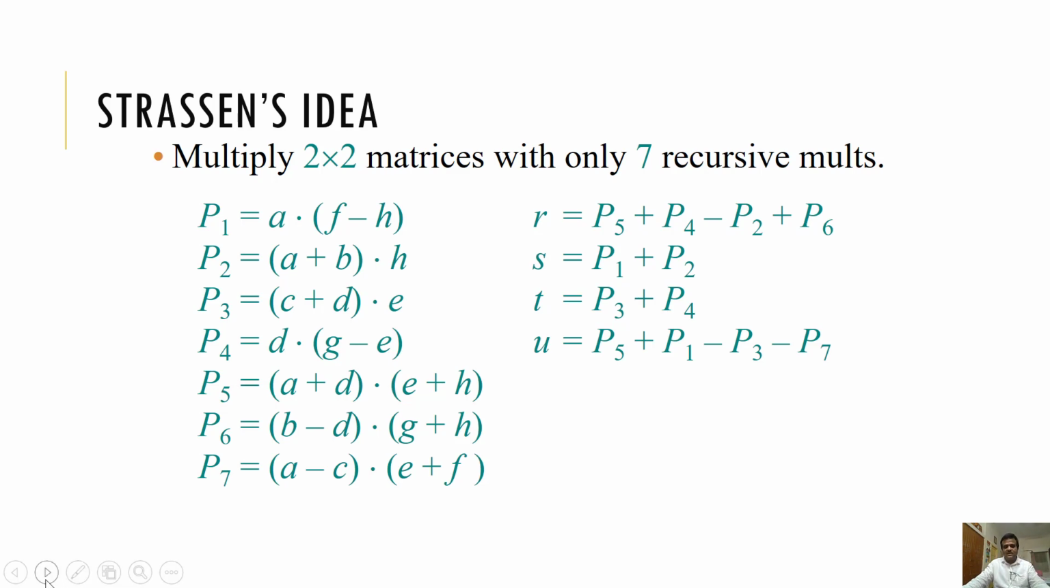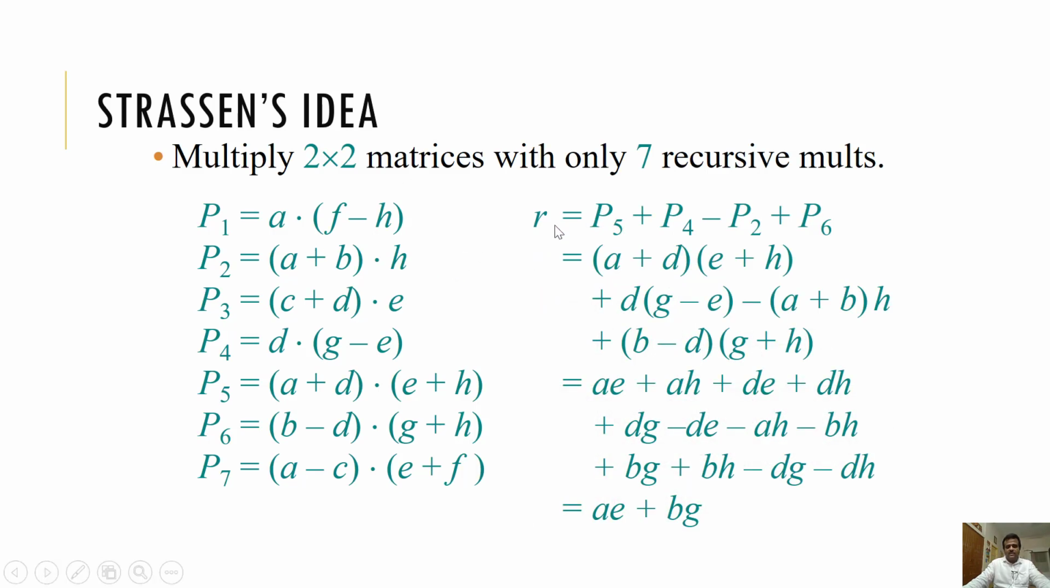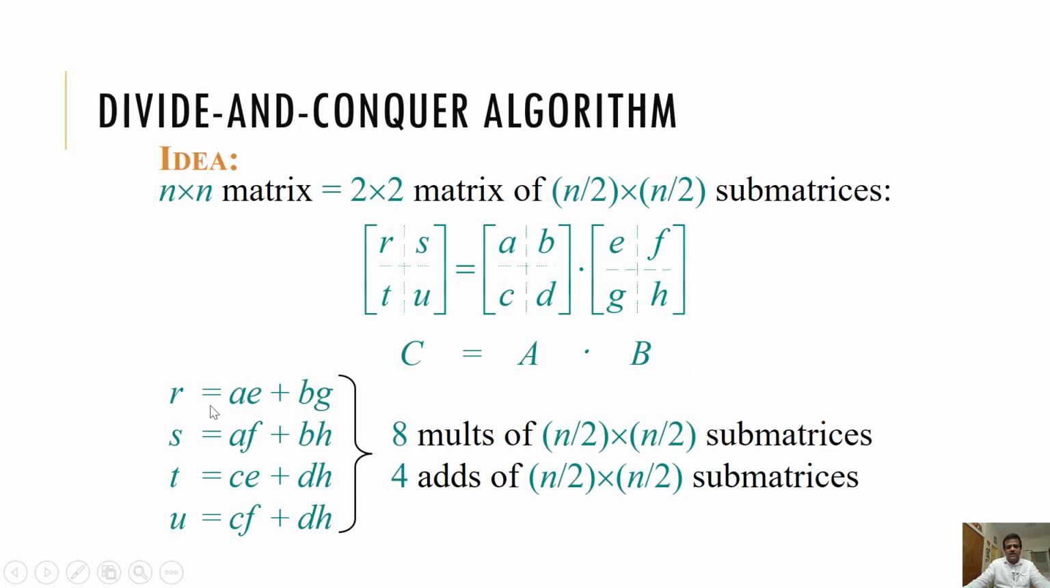So, maybe here we can just verify one. So, R. We are claiming R is P5 plus P4 minus P2 plus P6. What is P5? P5 is A plus D into E plus H. If we break it up, AE plus AH, then DE plus DH. And what is P4? P4 is DG minus DE. If we do that calculation, eventually we will get AE plus BG, and that is nothing but R. If you remember, our R was AE plus BG.